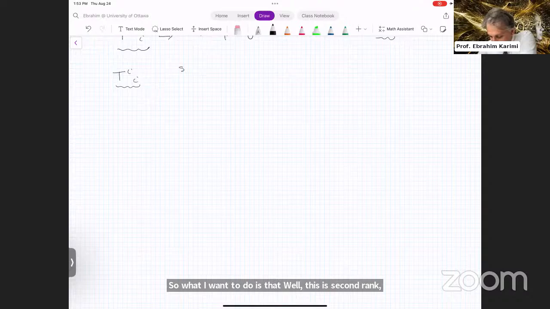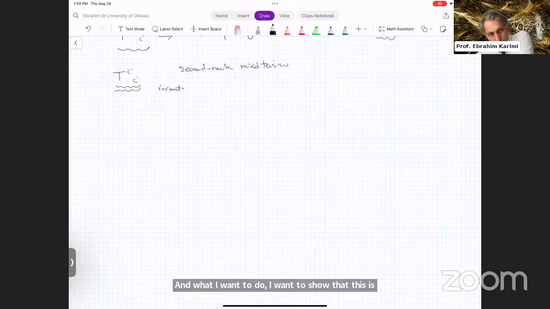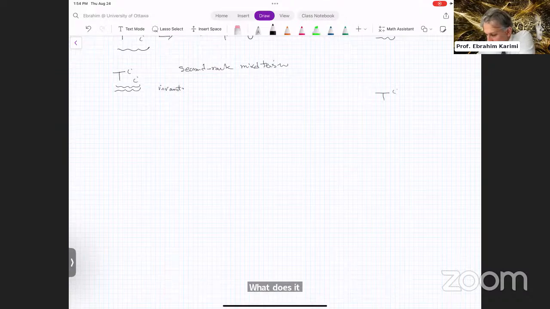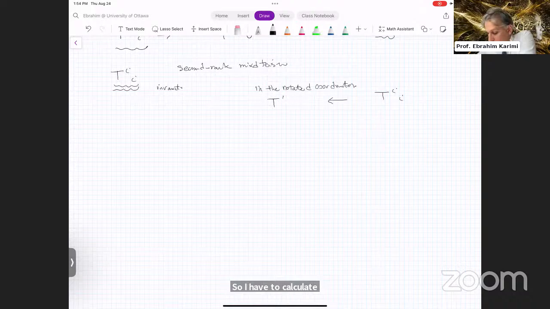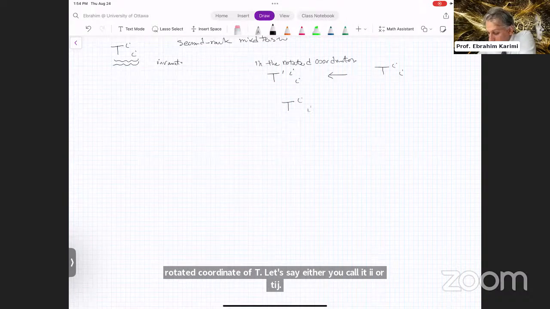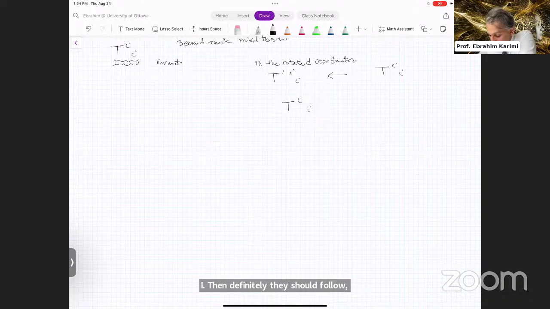Sorry, I used the matrix, the second rank mixed tensor. And what I want to do is show that this is invariant. What does it mean? If I have a Tii, for which I do the contractions, then I have to show that this is the same in the rotated coordinate. So I have to calculate what is happening in the rotated coordinate of T, let's say either you call it T prime ii or T prime ij. So let's do the calculation. If that's a mixed tensor, then definitely it should follow the rank 2 tensor formalism.